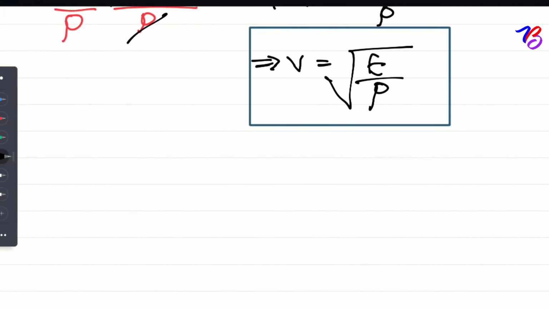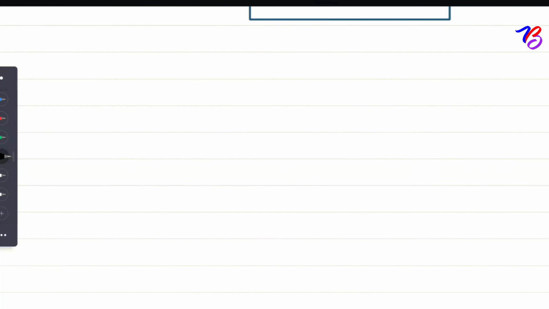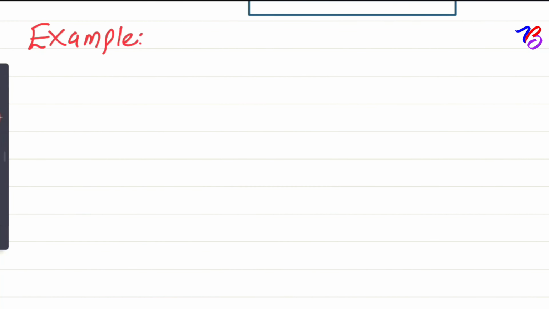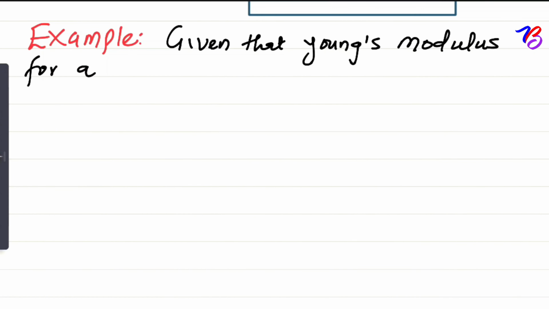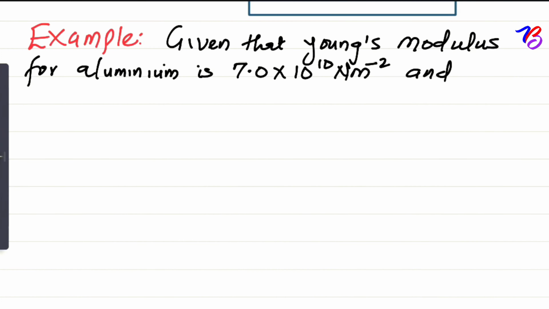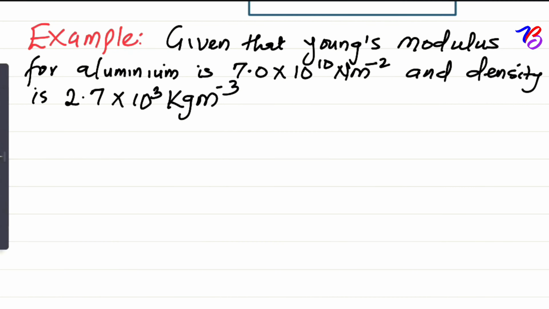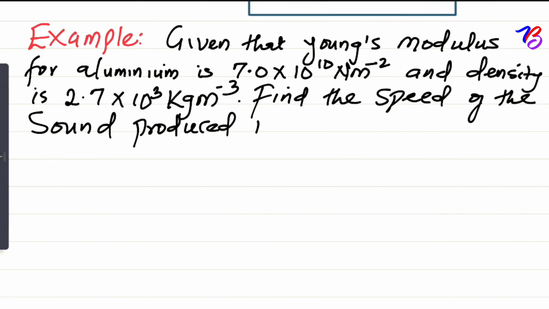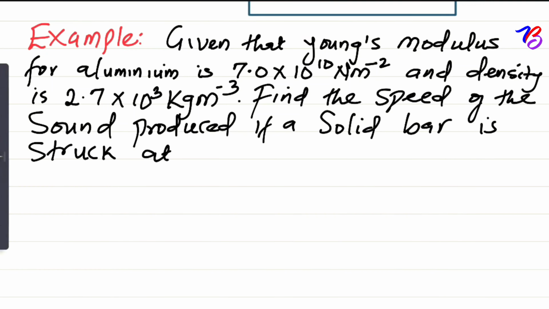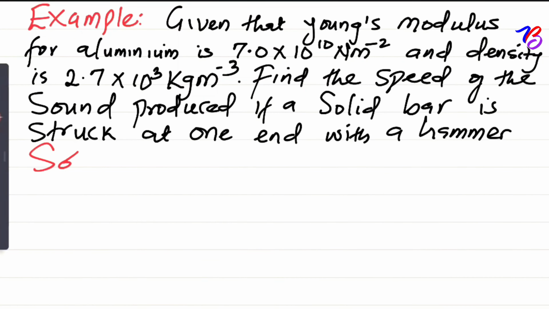Now let's solve a mathematical problem, this JAMB question, please. Now let's solve this JAMB question, under sound waves. We want to put the formula above into use. So, given that Young's modulus for aluminium is 7.0 times 10 raised by 10 Newton per meter squared, and density is 2.7 times 10 raised by 3 kilogram per meter cube, find the speed of the sound produced if a solid bar is struck at one end with a hammer. So this is how the JAMB question looks. So we're going to solve that now.